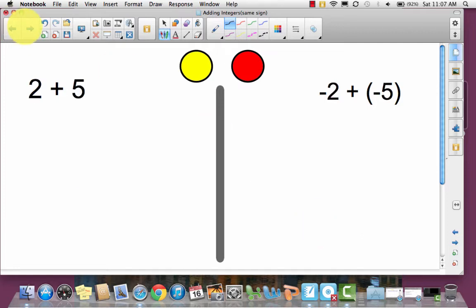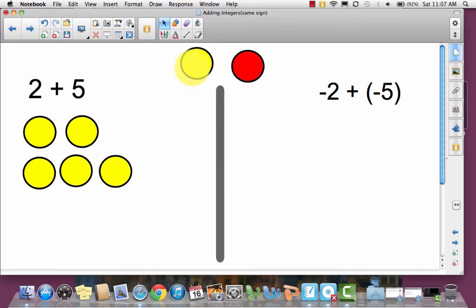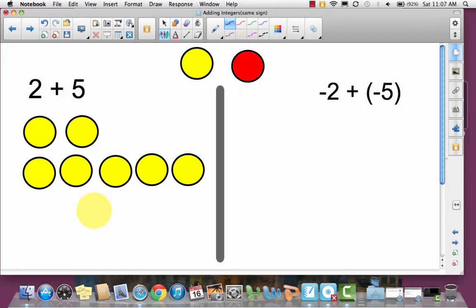Okay. And the last one we're going to do, again, 2 plus 5. I'm adding all positive values. I'm using all yellow chips. So I have 2 here. So 1, 2. I'm adding a 5 to that. So 1, 2, 3, 4, 5. I see that all together I have 7 chips, and these are all positive numbers, so my answer is positive 7.